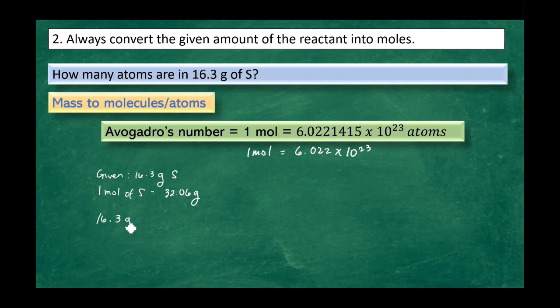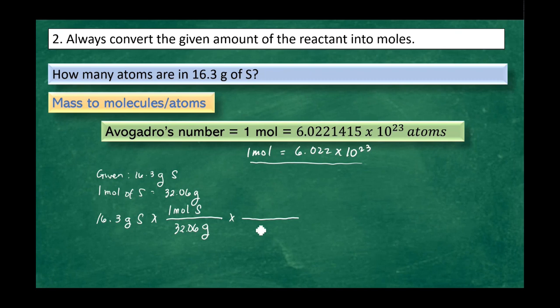16.3 grams of sulfur times. As we know, we want to cancel the grams and we want to find the mole. So we will put grams at the bottom, the denominator, and then just copy 32.06. And for our mole, we will put it in the numerator. Now that we have the mole on top, in the numerator, here we will use this conversion.